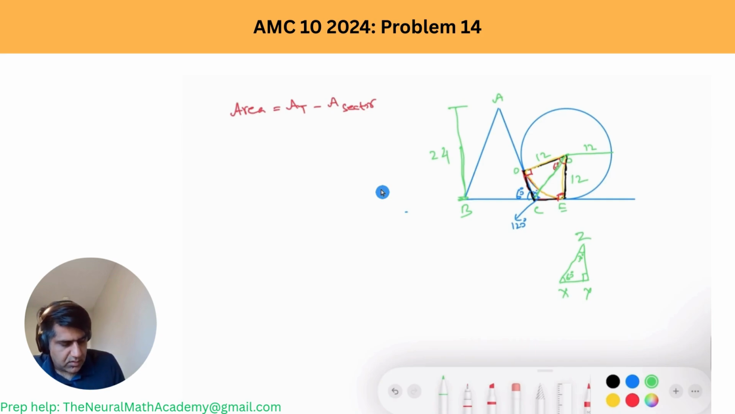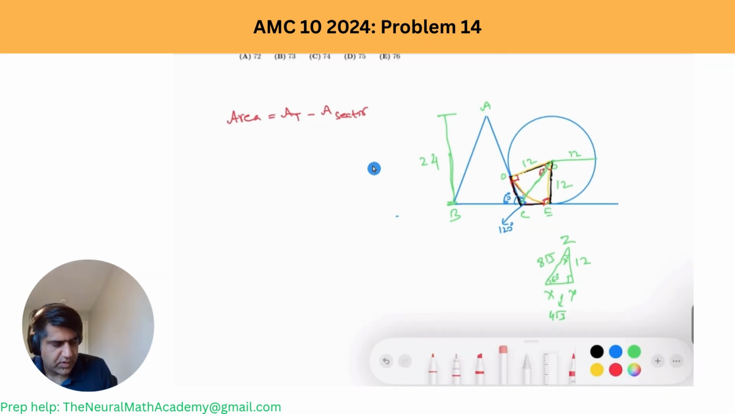So we know this is 12, and as we know for 30, 60, and 90 degree, we can easily get the other two dimensions if we know the one. So this dimension would be 4 square root 3, and this is 8 square root 3, right? And that is simply twice the area of this triangle. That means I have 2 times 1 over 2 times 12 times 4 square root of 3, right?